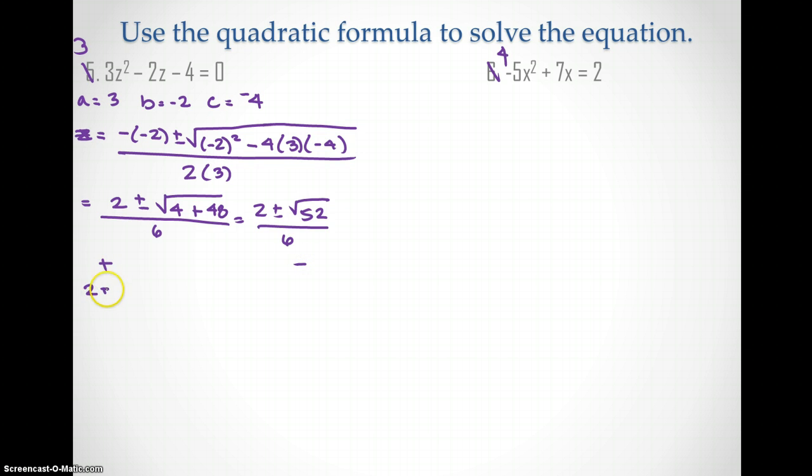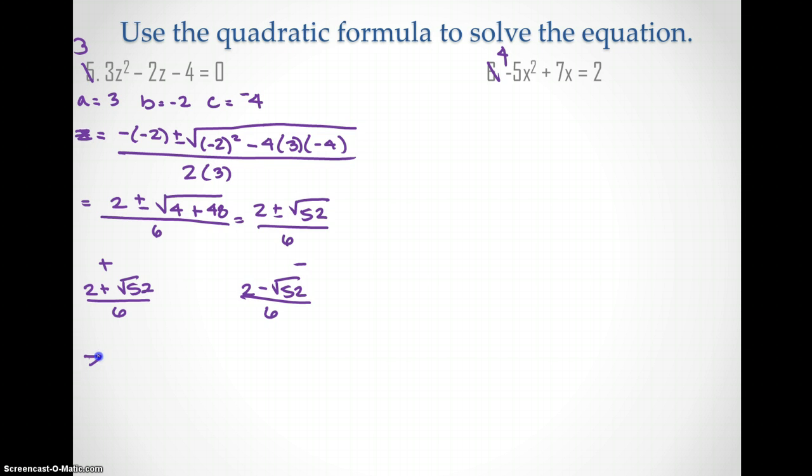So for your positive one, you're going to enter this in your calculator. And then for the negative one, you're going to enter this into your calculator. And if you need help with the calculator, just come see me and I'll help you out with it. Because that could be the only thing that messes people up for this whole entire lesson.